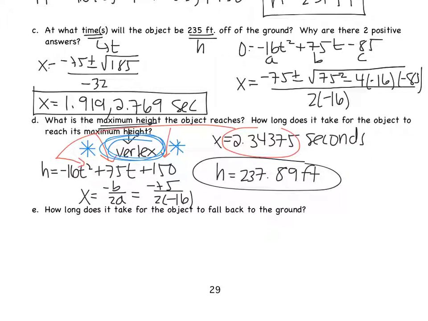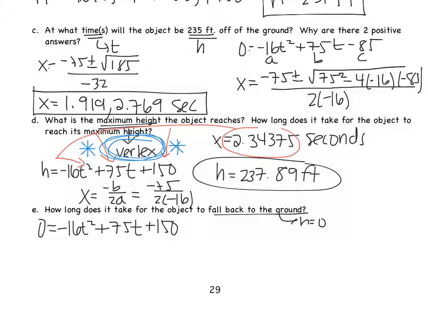So then our very last question that we can ask is, how long does it take for the object to fall back to the ground? So if it falls back to the ground, that means that the height it's at is 0. So if we set our equation equal to 0, we're looking for the solutions or the roots or the zeros. They all mean the same thing.